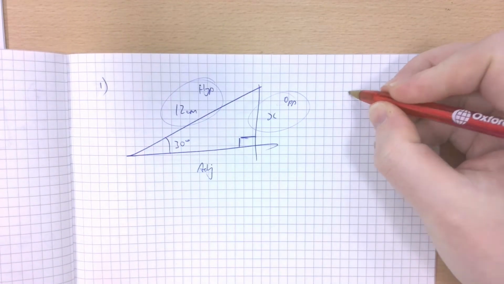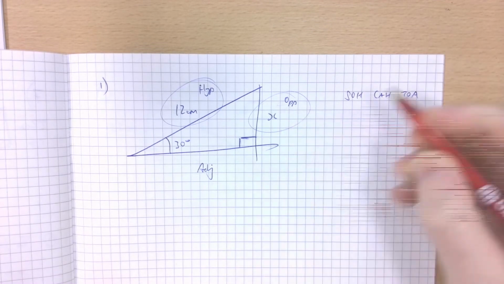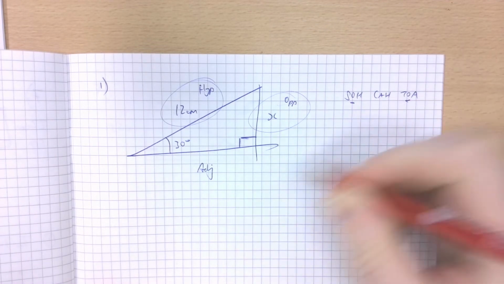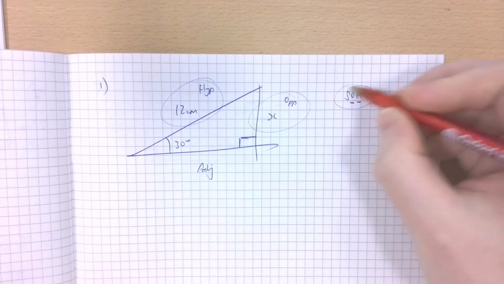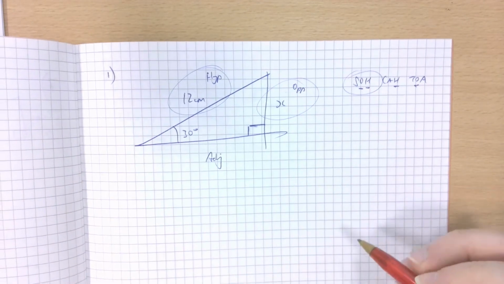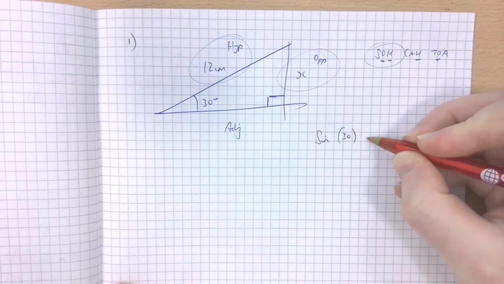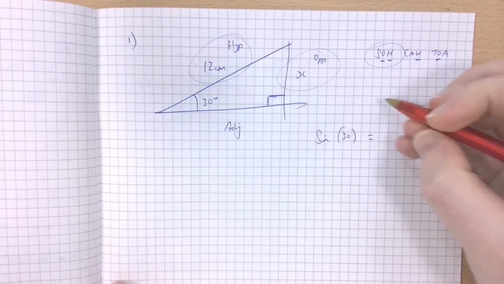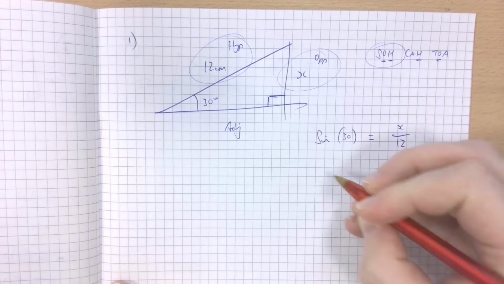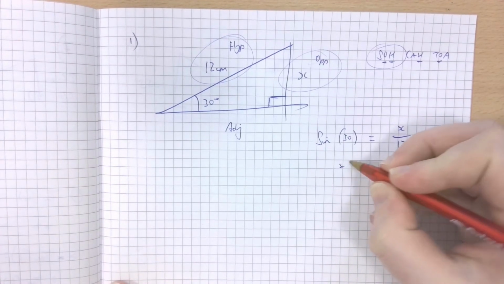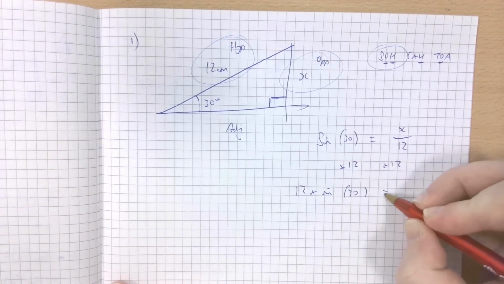So I'll write out SOHCAHTOA. I've got the opposite, so I underline the O's. I've got the hypotenuse, so I underline the H's. Which one's underlined? Both. Sine. So I'm working with the sine in this question. So what does that mean? It means the sine of 30 degrees equals opposite over hypotenuse, O over H, x over 12. Times both sides by 12 to isolate the x. 12 times the sine of 30 equals x.